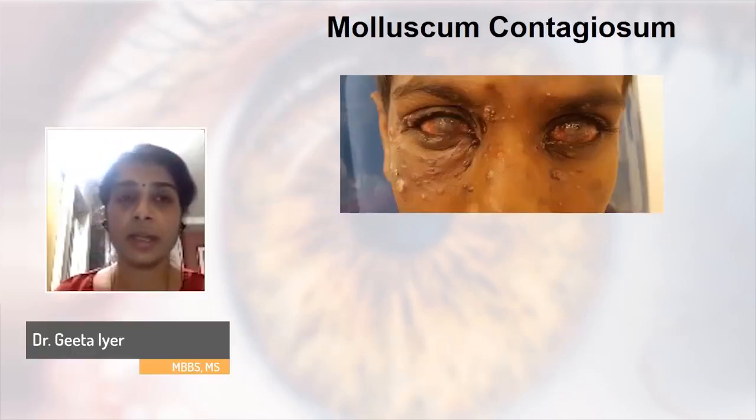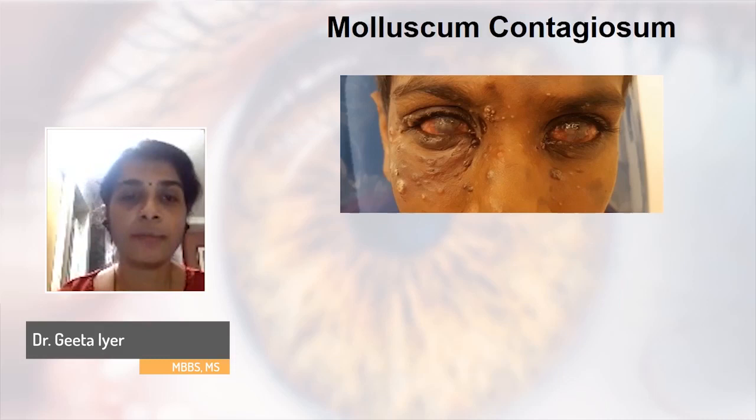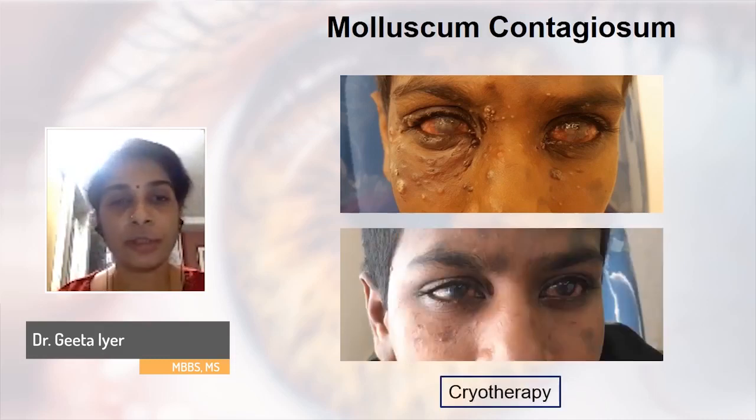Molluscum. This is another important cause for follicular conjunctivitis. This patient has multiple lesions, but sometimes you might just have one or two along the lid margin, which are constantly liberating the organisms into the ocular surface, which leads to surface inflammation, and you have to identify and treat the Molluscum Contagiosum with cryotherapy, and that's how you will resolve the inflammation in the eye.